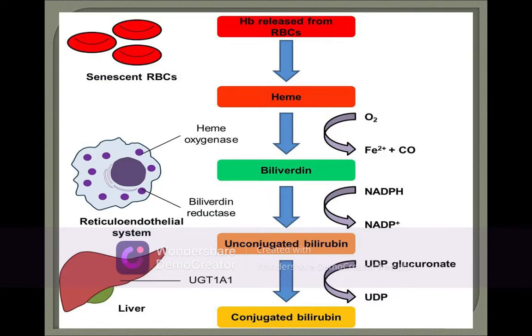Now this is elaborated in this diagram, a schematic presentation. Senescent RBC, hemoglobin released from the RBC, and the heme comes here in the reticular system. Heme oxygenase is needed for the heme to convert into biliverdin, and then biliverdin reductase in the macrophage will convert it further.